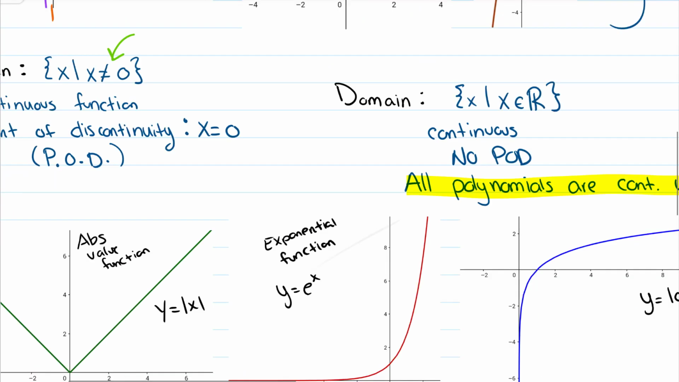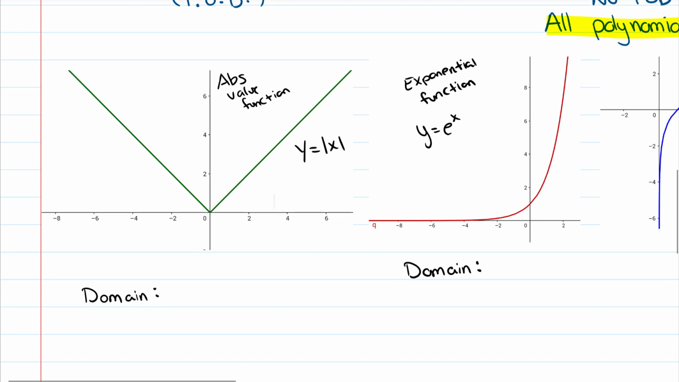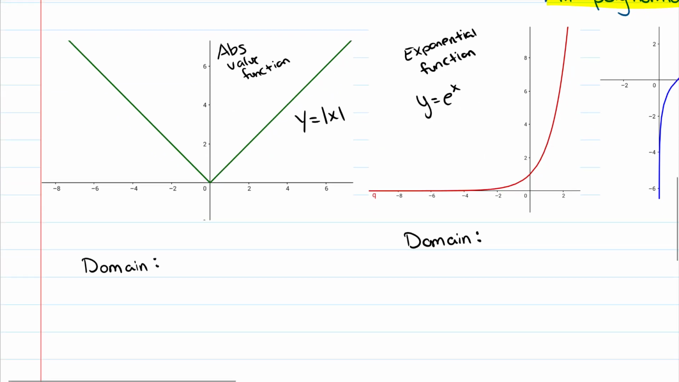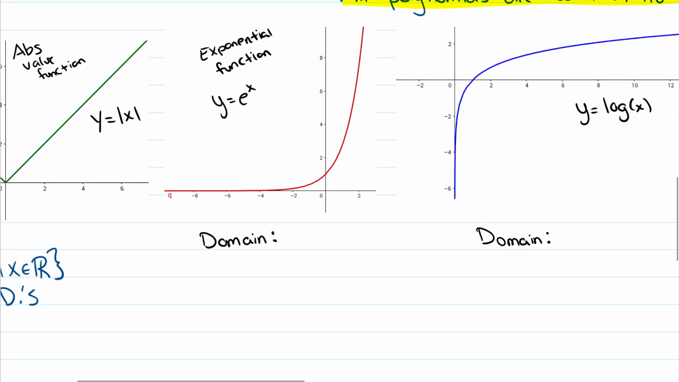All right, let's move on to our next function, which is the absolute value of x function. This is very similar to a polynomial function. And the domain of this is x such that x exists in all the real numbers. And again, we don't have any points of discontinuity. Now let's look at the exponential function. Again, the domain is x such that x exists in all the real numbers. We don't have any points of discontinuity here either.